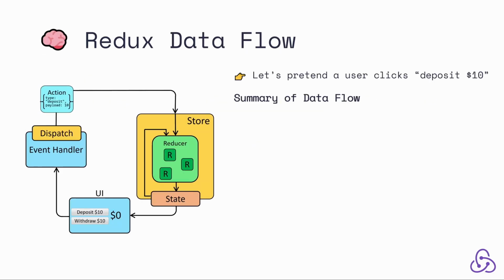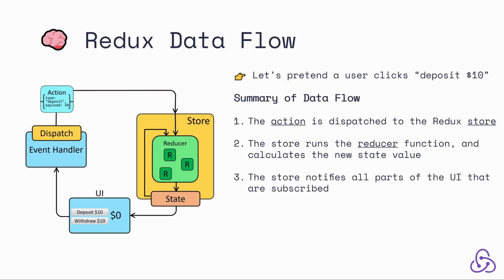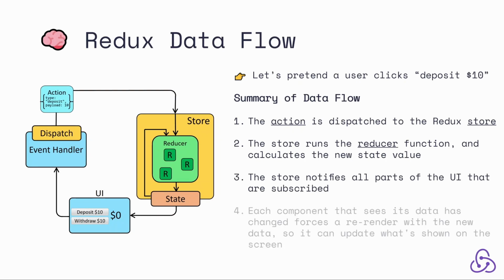Now let's visualize all the concepts that we just learned with an illustration. I'll put the link for this image in the description of the video. So let's pretend that a user clicks deposit $10. What would happen? Let's summarize that data flow. First, the action is dispatched to the Redux store. Then, the store runs the reducer function and calculates the new state value. After that, the store notifies all parts of the UI that are subscribed, and any component that sees its data has changed forces a re-render with the new data, so it can update what's shown on the screen.